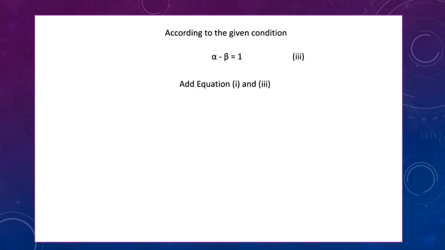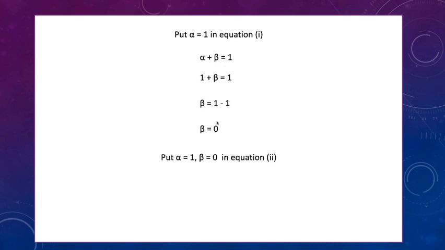We have equations number 1 and 3. Equation number 1 was alpha plus beta is equal to 1. We add equations number 1 and 3, and after adding we get 2 alpha is equal to 2. The beta and minus beta will cancel. So alpha is equal to 1. Now put alpha is equal to 1 in equation number 1. What was equation number 1? Alpha plus beta is equal to 1. We put the value of alpha: 1 plus beta is equal to 1. Beta is equal to 1 minus 1, so beta is equal to 0.